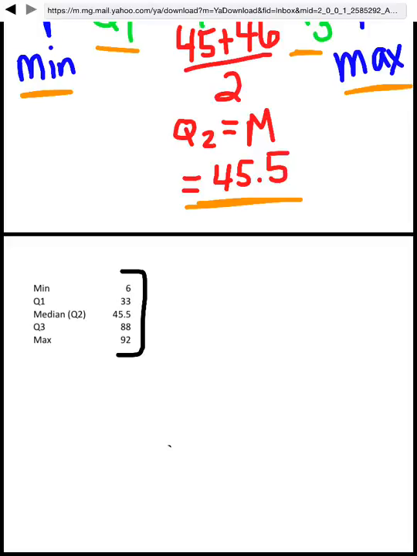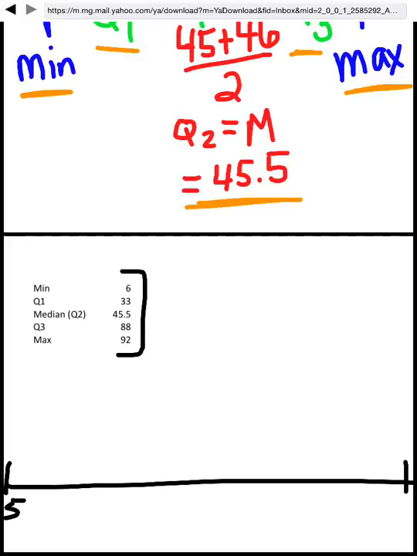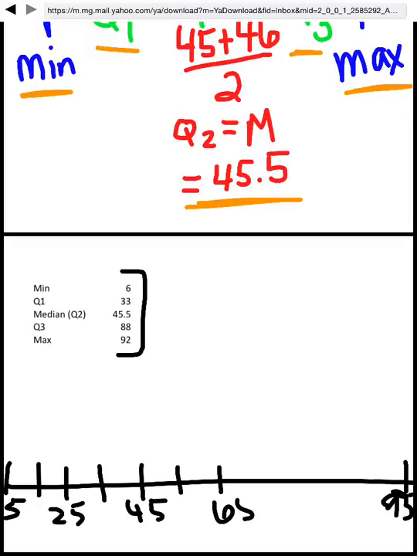Okay, let's draw our number line now. So I can draw my number line from 0 to 100 if I would like. That would cover all the numbers from 6 to 92. But I'm going to start at 5, and I'm going to go to 95 because that also will contain all my numbers needed. Okay, and I'm going to go up by 10. So 5, 15, 25, 35, 45, 55, 65, 75, 85, and then 95. So I'm going to move 95 so that I don't have this big gap at the end of my number line.